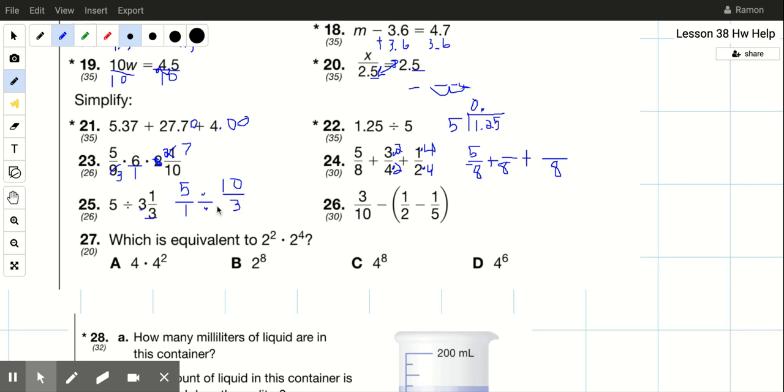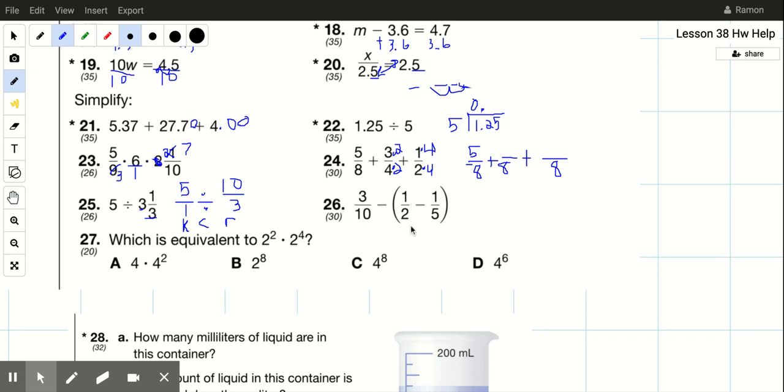Just kidding, we're not going to divide. We have to keep the first fraction the same, change division to multiplication, and then take the reciprocal of the third portion of this problem, which is the second fraction. From there, you multiply and simplify, or cancel and multiply if you like.